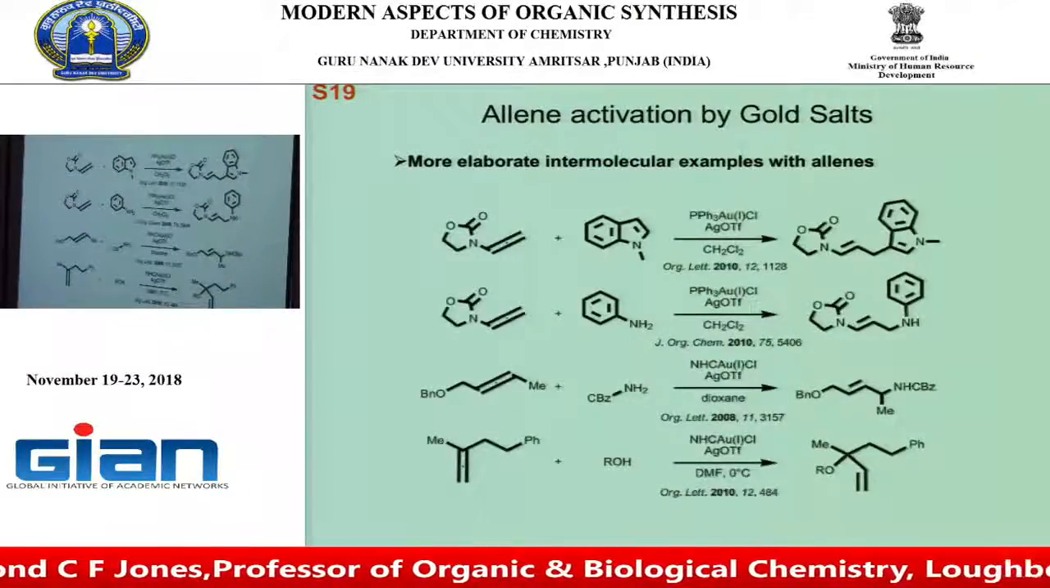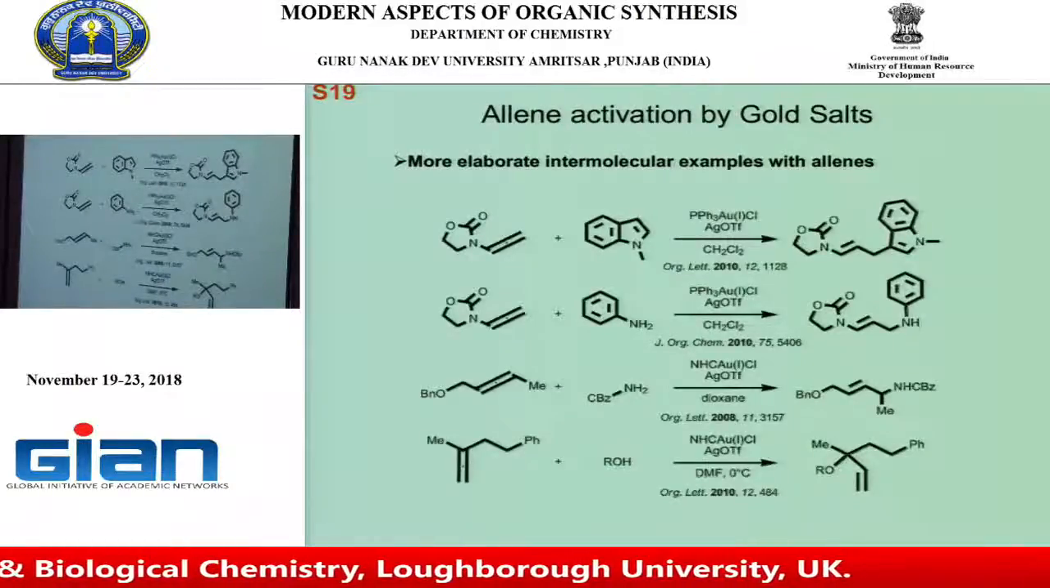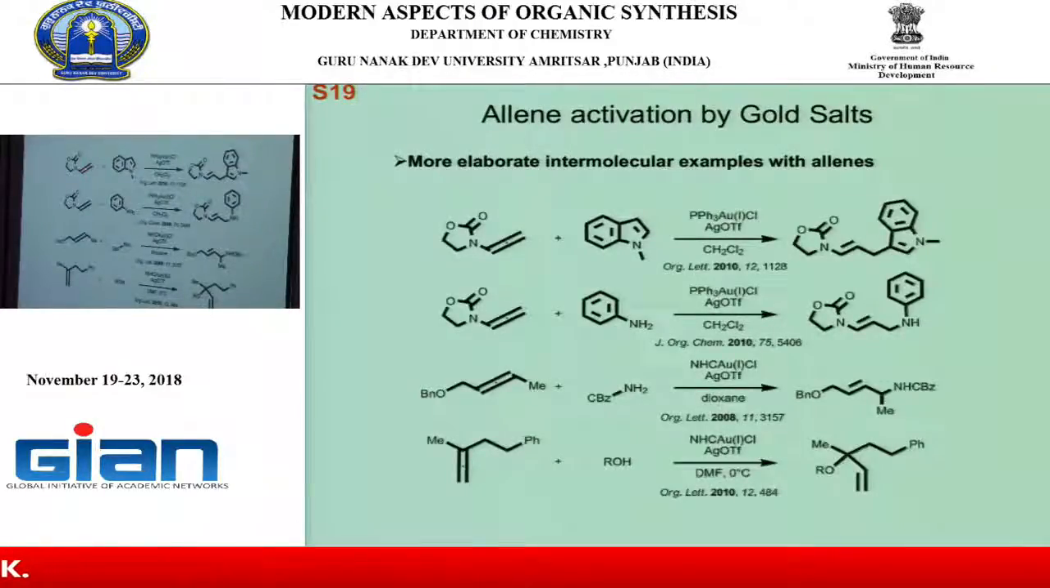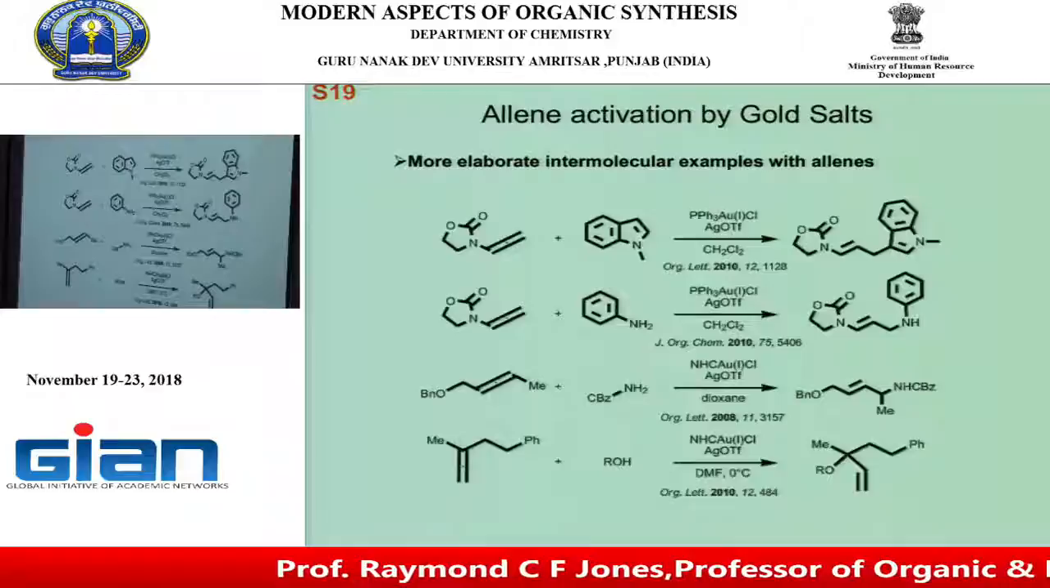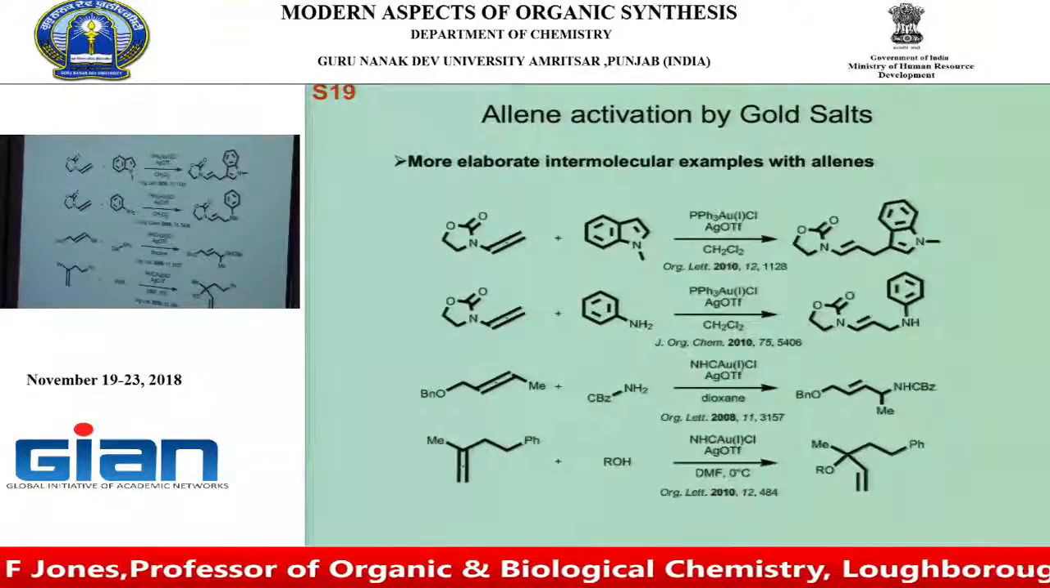Let's have a look at these examples. Oh, these are alkenes. This drawing looked better on the computer screen than it does here. So that dot there is a carbon. So this is double bond, double bond. This is an alkene, and gold is activating that as well.